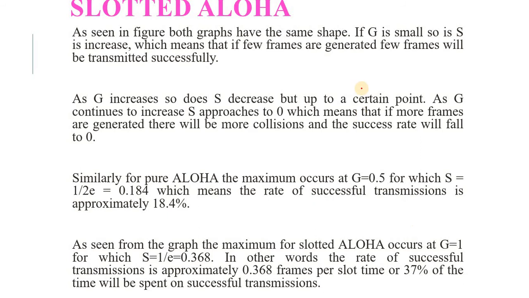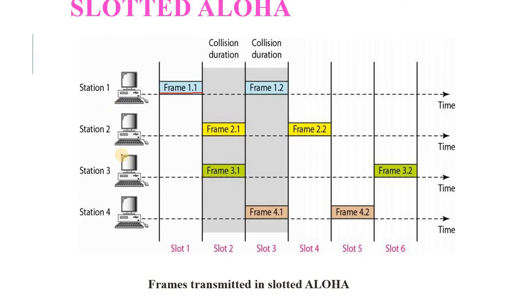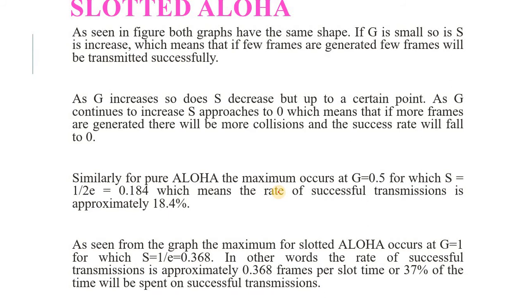So if the number of nodes is small, then it is obvious that the efficiency of the algorithm is increased. Suppose in this there are 4 stations, but if there are only 2 stations, then the collision is less, so the efficiency increases. As G increases, as the number of nodes increases, the efficiency decreases because more collisions occur. As G continues to increase, the success rate approaches 0, which means that if more frames are generated, there will be more collisions and the success rate will fall to 0.